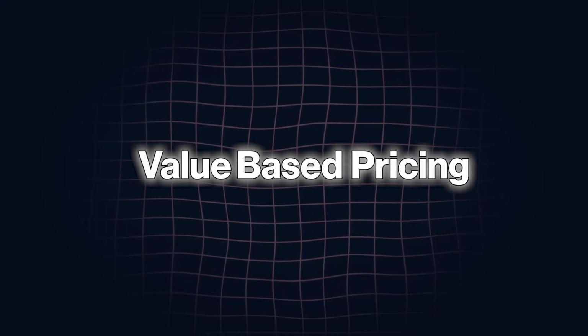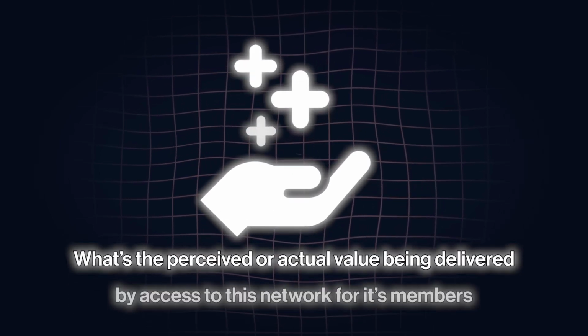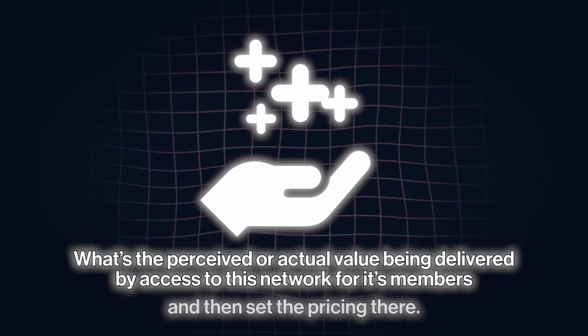Additionally, market-based pricing is difficult because no other professional association provides this same networking opportunity. So there's no direct comparison in the market. So the best way that this professional association can do their pricing is by value-based pricing. What's the perceived or actual value being delivered by access to this network for its members, and then set the pricing there. And remember, you can always start with one of the simpler pricing strategies and then change to value-based pricing at a later time.